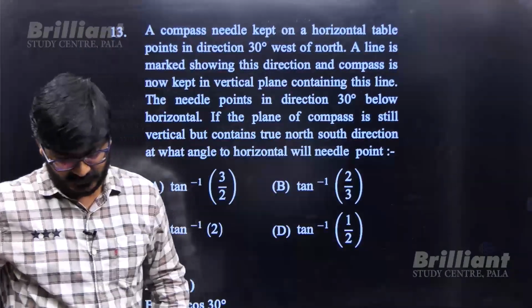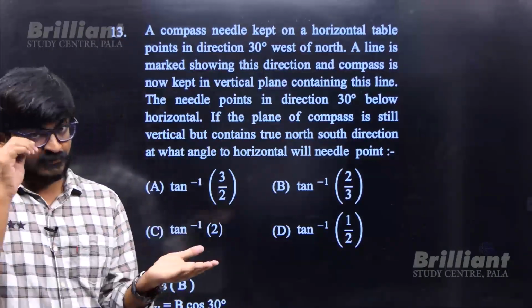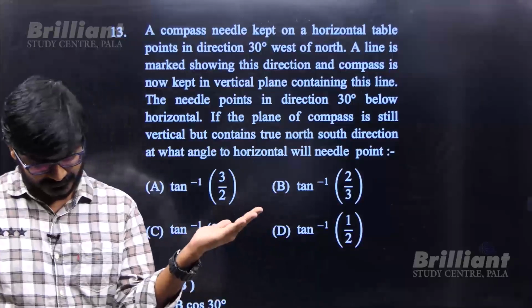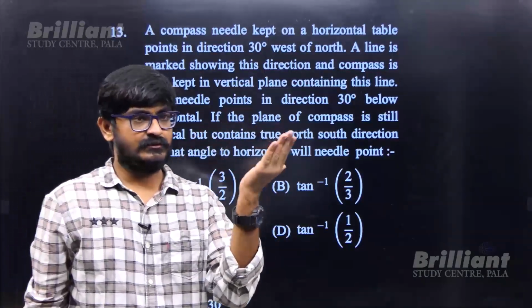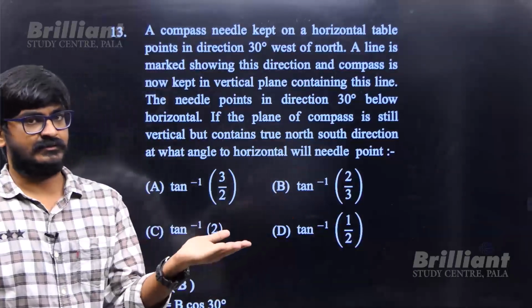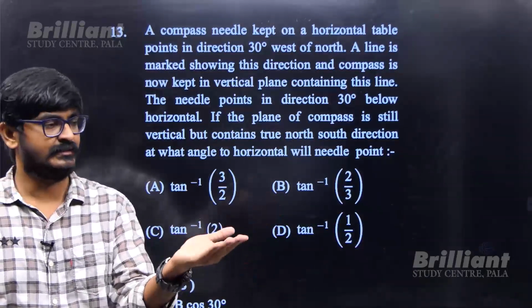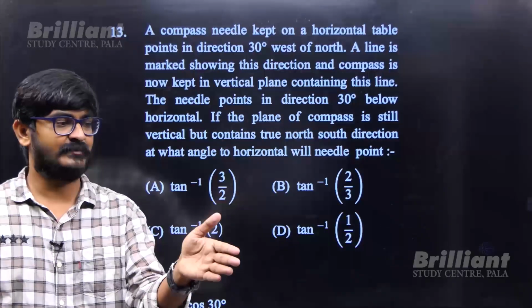A compass needle kept on the horizontal table. Now you are taking a compass needle and placing it on the horizontal table. It is not pointing in the geometrical north direction, nor the magnetic north direction. It is making an angle of 30 degrees.